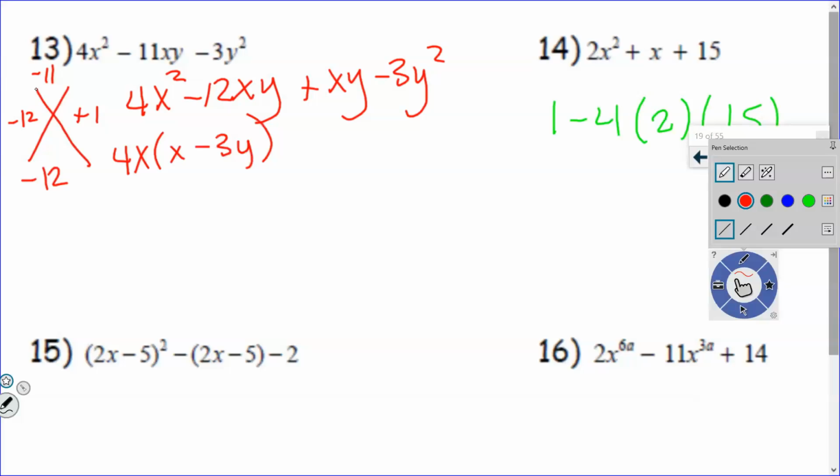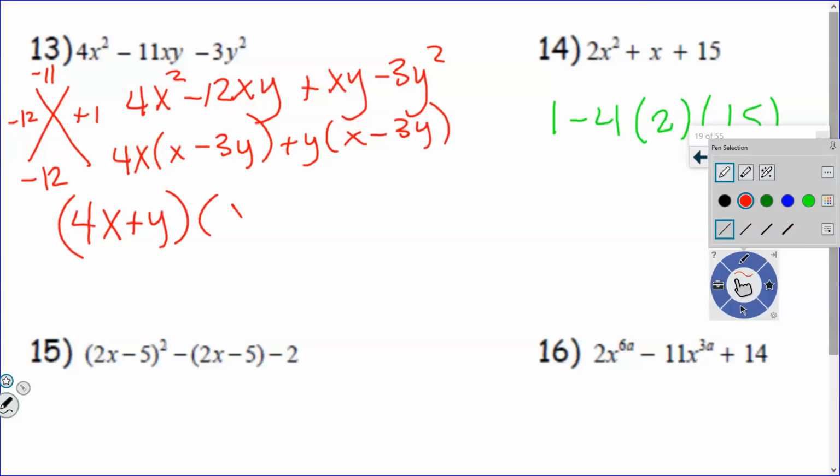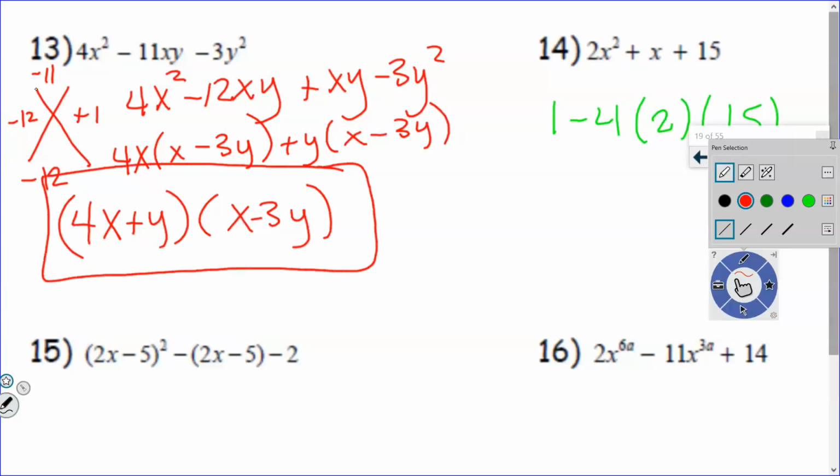And then for the second group, I'm going to take a y out, a positive y, because my signs are exactly how they need to be. So it's going to be x minus 3y. And then I'm feeling so confident because I got matching pairs. I'm ready to move on to 4x plus y, and then x minus 3y. I'm going to keep going here.